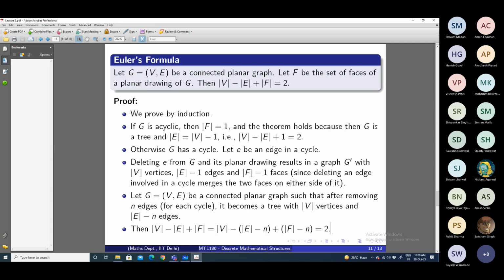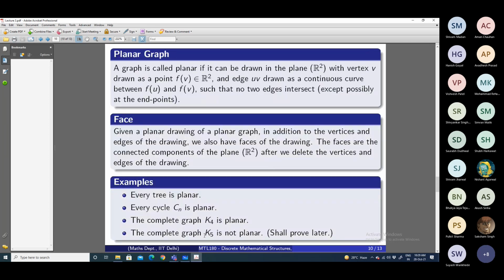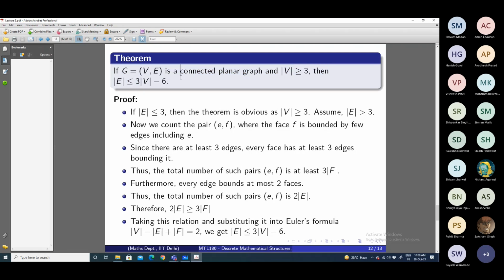Now, as I told you, we need the proof that K5 is not planar. For this we need a theorem. It says that if G is a connected planar graph and the number of vertices is bigger than or equal to 3, then you have this relation: the number of edges is less than or equal to 3 times the number of vertices minus 6.